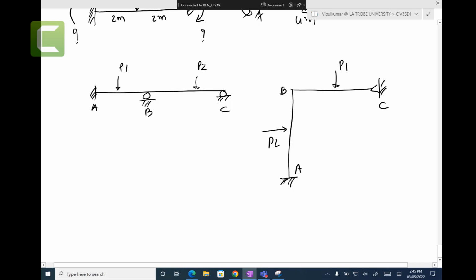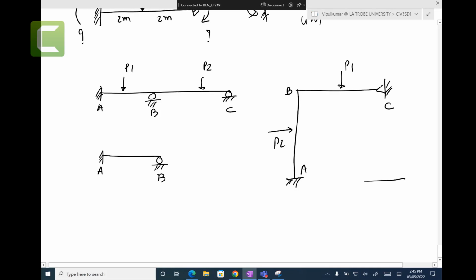A, B, and C. Let's say you have this AB, and here you have B, C. What is the difference between the two? I grab this part from a beam, and I grab this part from a frame. The fundamental question is, they both look horizontal. What is the difference between beam and frame elements?